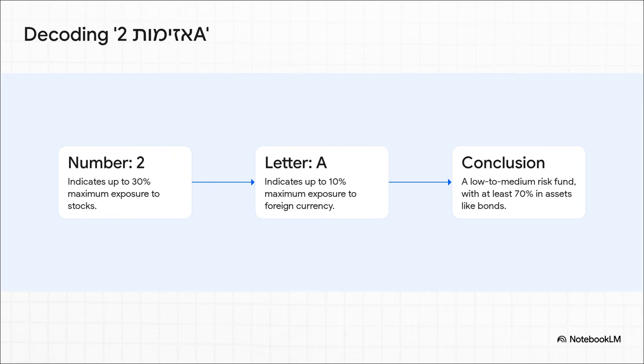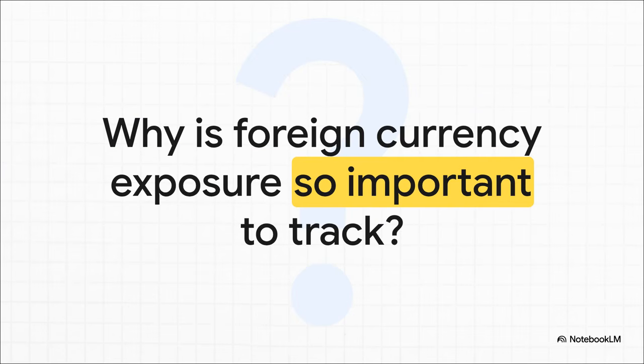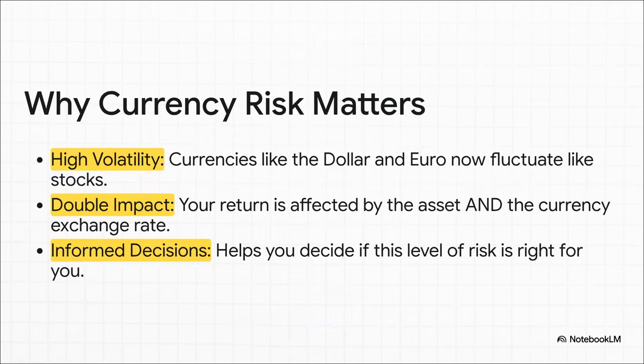See? Simple as that. Now, I bet some of you were thinking, okay, the stock part makes total sense, but why a whole separate code just for foreign currency? Why is that risk so special? And you know what? That is a fantastic question. The answer, in one word, is volatility.